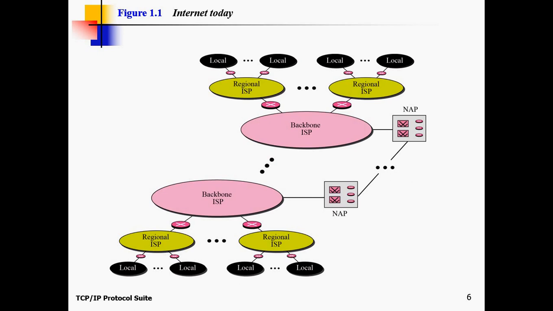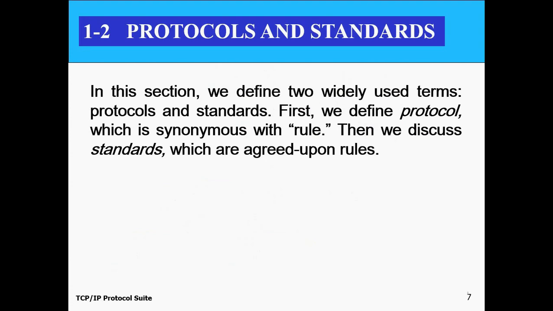So if you want to send a message, your message will go to your regional ISP, and from there it will go to your backbone ISP, the main backbone ISP, and then through the NAP switches it will go to the Alliance ISP, and finally from the Alliance ISP it will go to the regional ISP and to your friend's local computers. Okay, so this is how the internet is working.